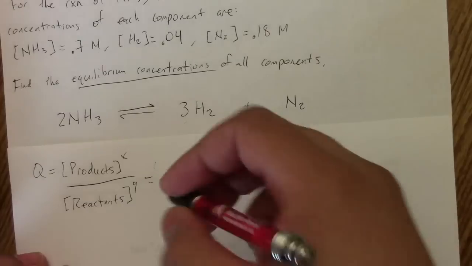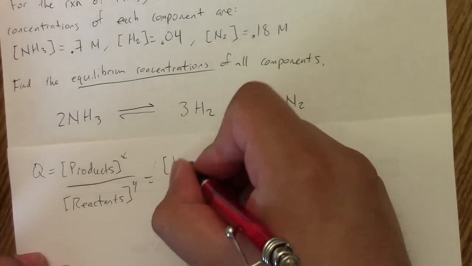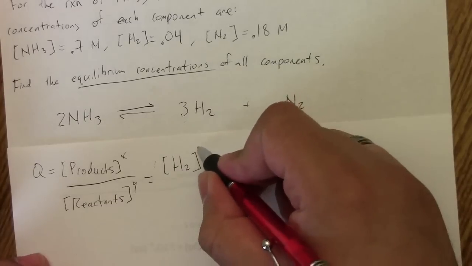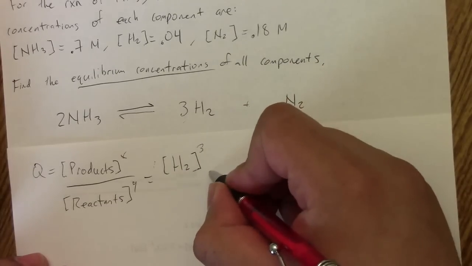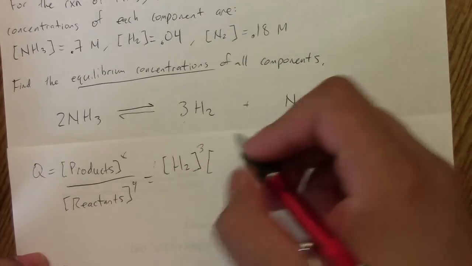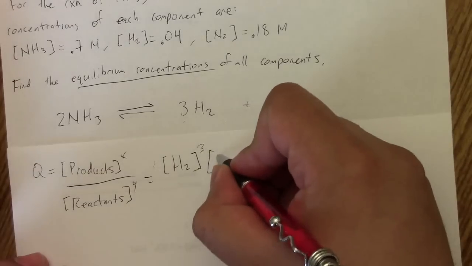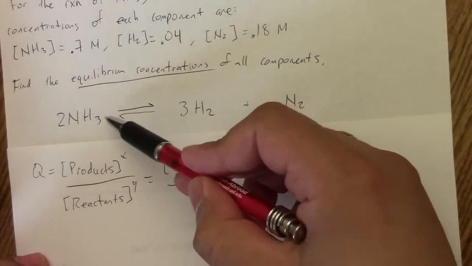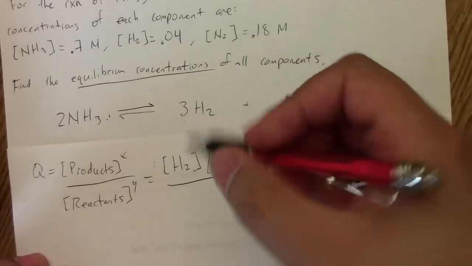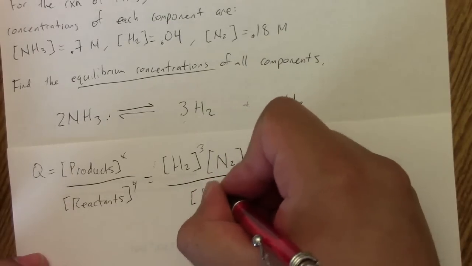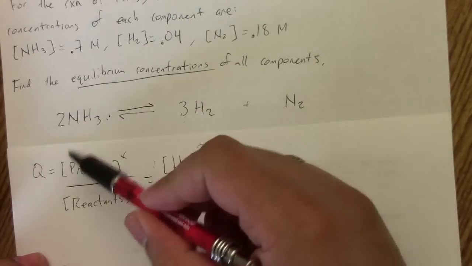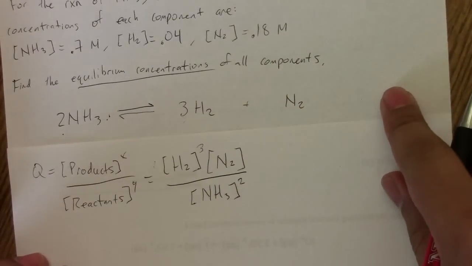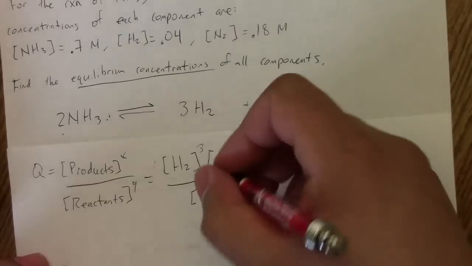So alright, let's get to it. We have the concentration of our products up top. We have H2 as a product. This 3 becomes an exponent: concentration of H2 cubed. And over here we have the concentration of N2, just to the first power. I like that. And let's put some reactants down at the bottom. We have NH3. Don't forget the 2. It's to the second power. All right, very good. So now we have this filled in.